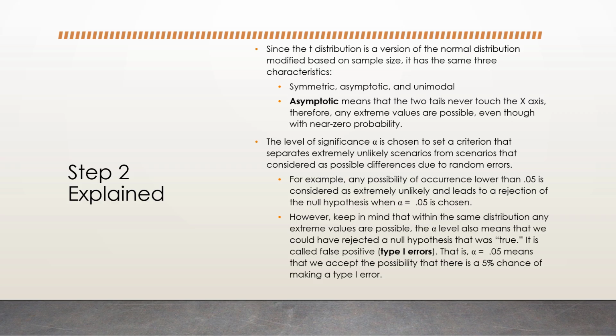However, because the t-distribution is asymptotic, extreme values are always possible. This means we might reject a null hypothesis that is actually true. This is called a false positive or a type 1 error. So, alpha equals 0.05 means that we are willing to accept the possibility that there is a 5% chance of making a type 1 error.